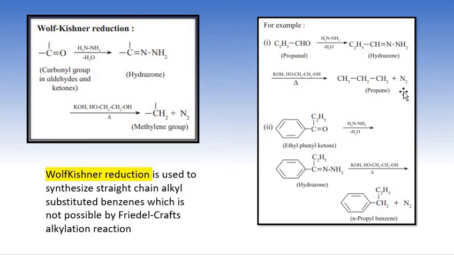Wolff-Kishner reduction is used to synthesize straight chain alkyl substituted benzene, which is not possible by Friedel-Crafts alkylation reaction. This is why Wolff-Kishner reduction is conducted. For example, you have ethyl phenyl ketone and you want the C2H5 chain to remain as it is. What you will do is take hydrazine first, which would be added to the carbonyl group in the compound, and on further reaction with KOH in presence of ethylene glycol, you will get n-propyl benzene with nitrogen gas.